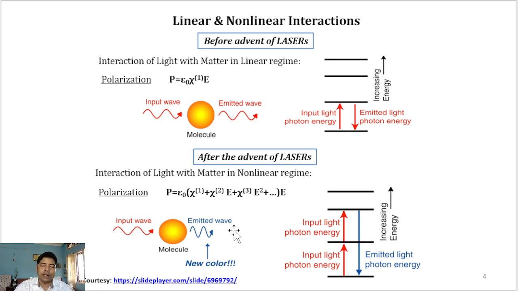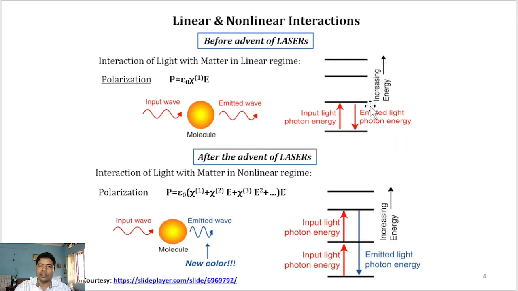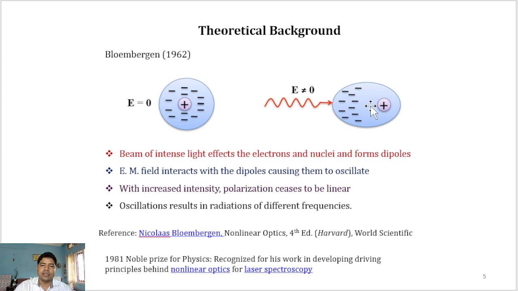Because of the advent of the laser, the optical industry has seen new phenomena, and this activated the pause in optics again. So from 1960 onward, optics research was back on track, and now optics is again at the forefront, and it is changing the world on a mass scale because of the introduction of nonlinear optics. So this is a little bit about the theoretical background.